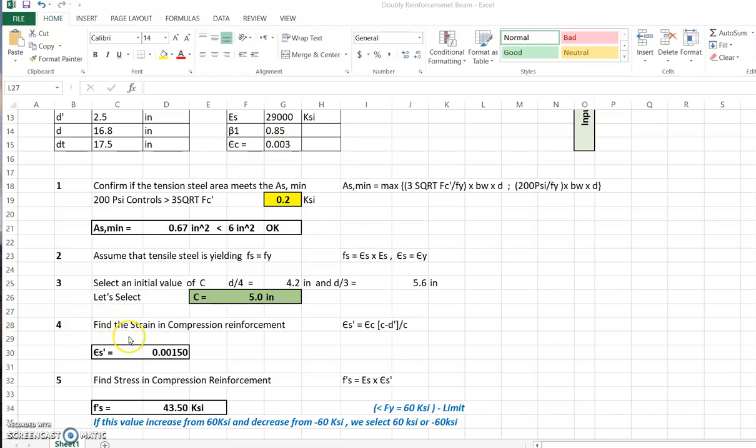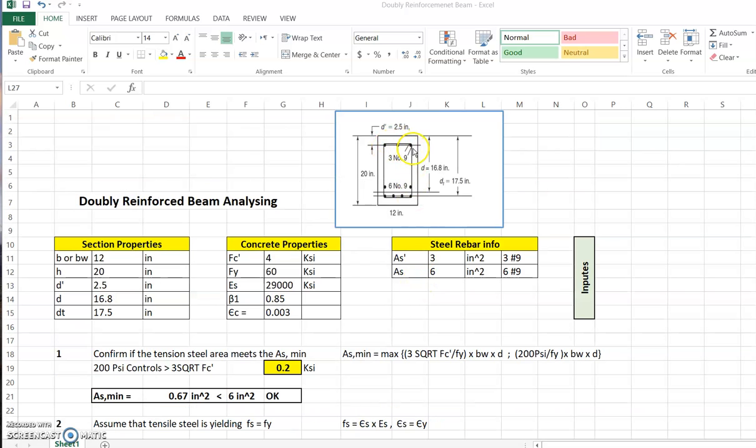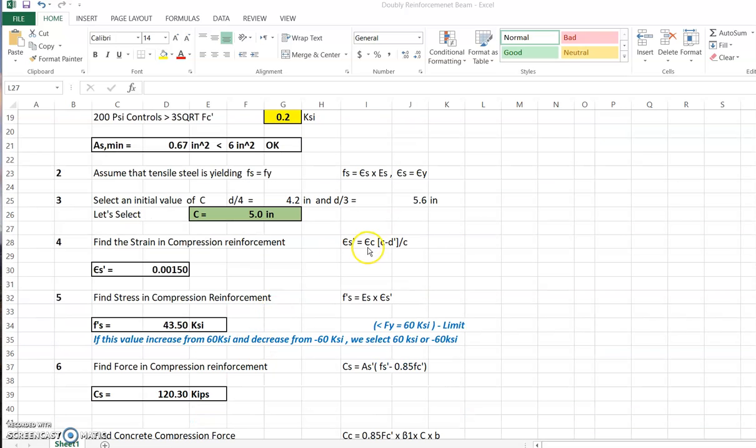Number 4, find the strain in compression reinforcement. So you find the strain on these 3 number 9 rebars. This is the equation for that. Epsilon S prime is equal to epsilon C multiplied by C minus D prime over C. After plugging in all those values, we get this value: epsilon S prime is 0.0015.